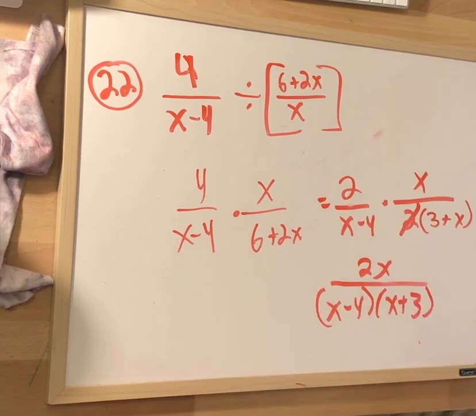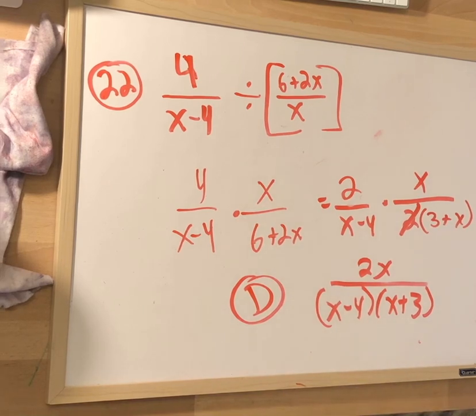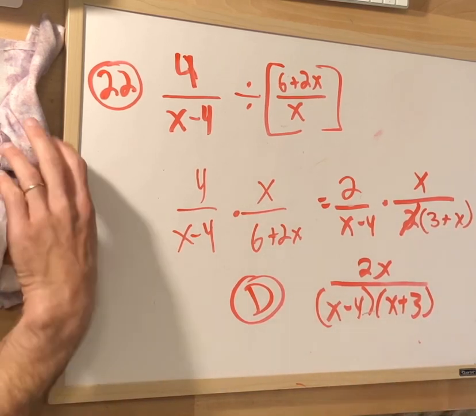I think they multiply. Your answer is D. They multiply this out to get x squared minus x minus 12. But anyways, your answer is D for 22.